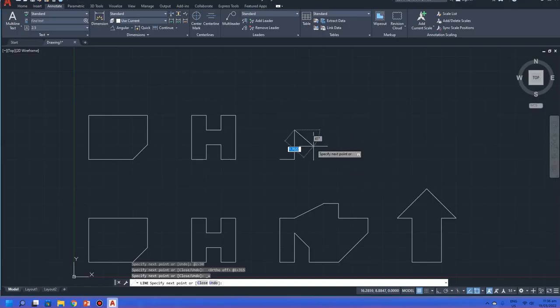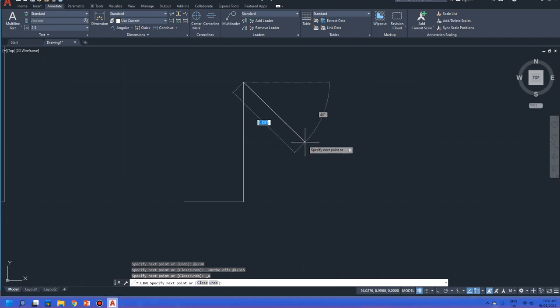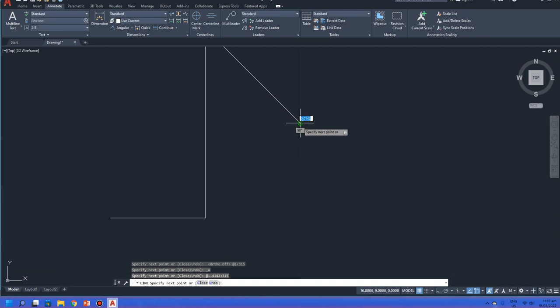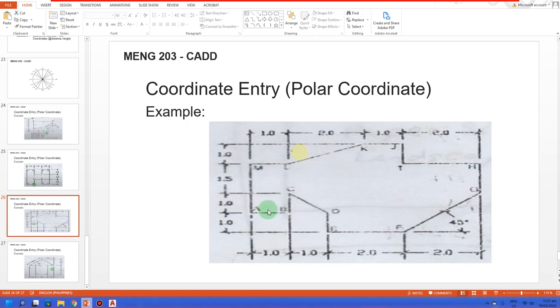Okay, the length is not indicated in our example. Let me have an experimentation. Okay, let's try to use 1.4142. Angle is 315. Okay, yeah, it is aligned.